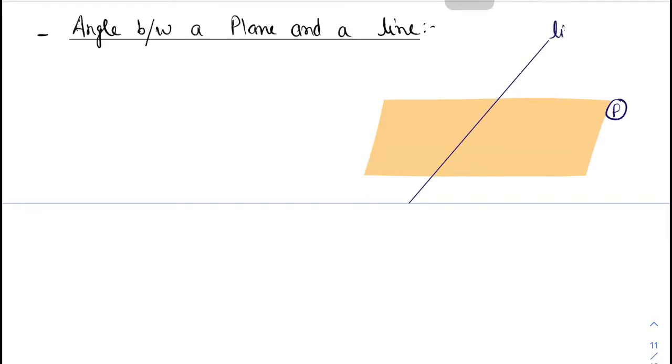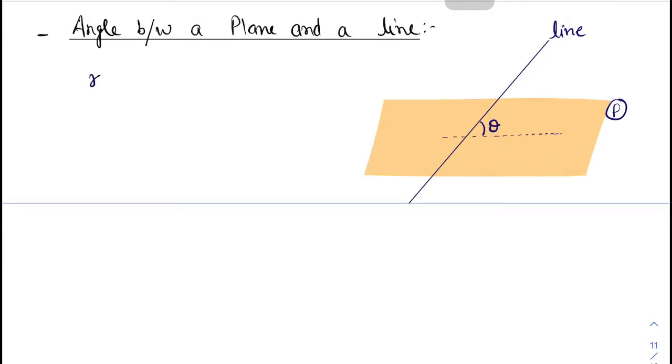Okay, so this is a line. So the angle between this plane and line is, let us assume it to be theta. Okay, so we have to determine what is the value of theta.